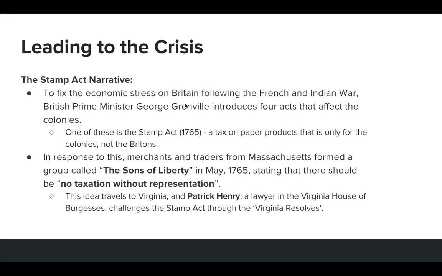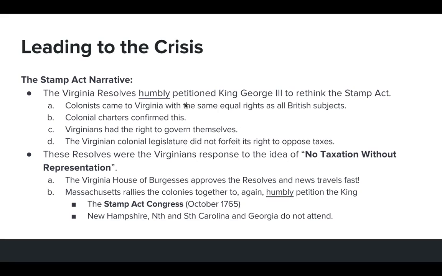This idea of no taxation without representation travels from Massachusetts to Virginia, and Patrick Henry is a key figure that you need to be aware of. Patrick Henry, a lawyer in the Virginia House of Burgesses, challenges the Stamp Act through what's called the Virginia Resolves, alongside many other people in the House of Burgesses. Patrick Henry becomes known for this process. The Virginia Resolves humbly, and underline the word humbly, petition King George III to rethink the Stamp Act.